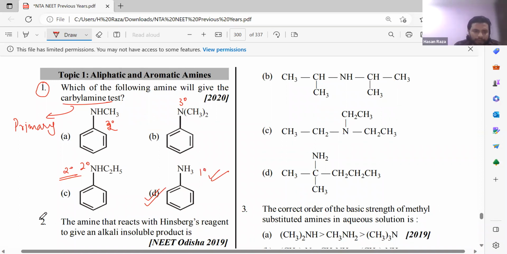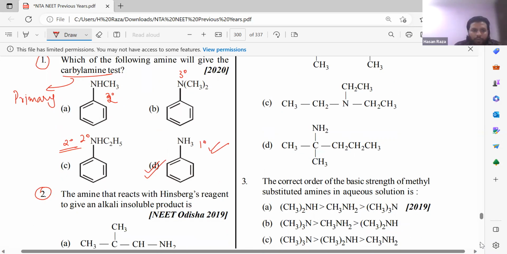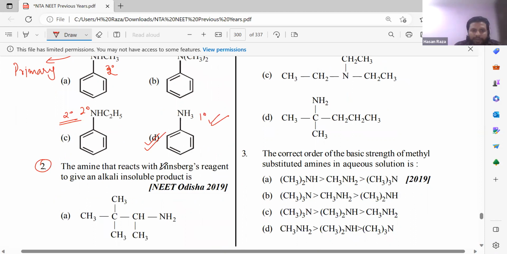Okay. Now question number 2, read question number 2. The amine that reacts with Hinsberg's reagent to give an alkali insoluble product. If you remember, Hinsberg reagent is basically benzene sulfonyl chloride, C6H5SO2Cl, and this reaction will be given by 1-degree amine as well as 2-degree amine. And in 1-degree amine, we get alkali soluble product, and in 2-degree amine, we get alkali insoluble product.